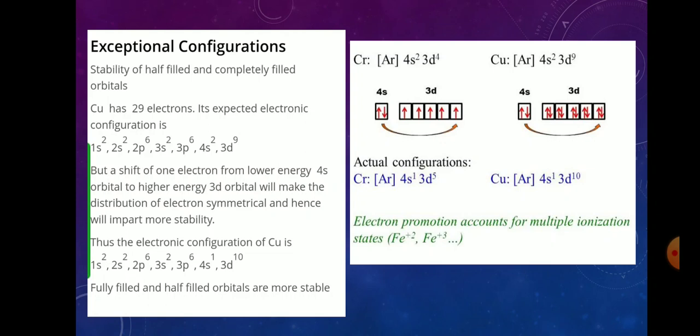Expected electronic configuration of chromium is argon 4s2, 3d4. After the shift of an electron from 4s to 3d, the actual configuration of chromium is argon 4s1, 3d5. And the expected electronic configuration of copper is argon 4s2, 3d9. After the transfer of an electron from 4s to 3d, its actual configuration is argon 4s1, 3d10. Electron promotion accounts for multiple ionization states, Fe2+, Fe3+, and so on.